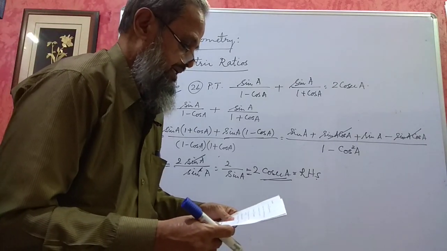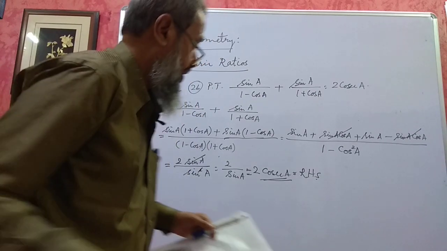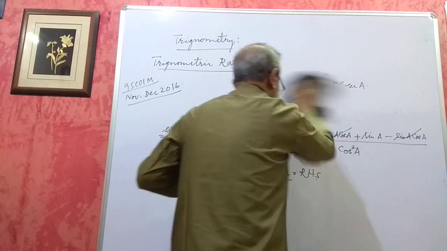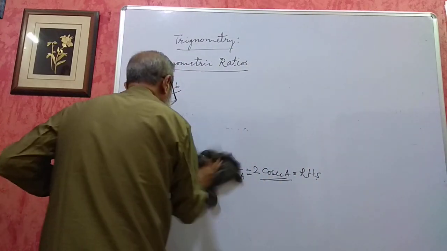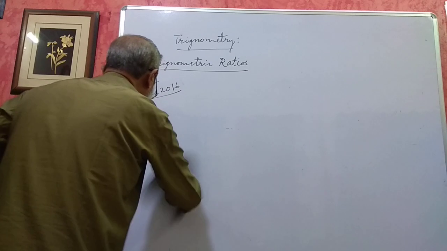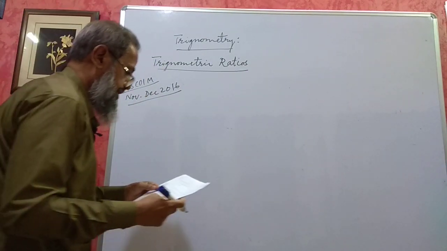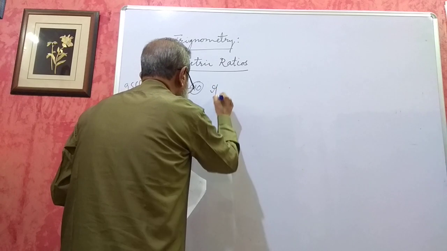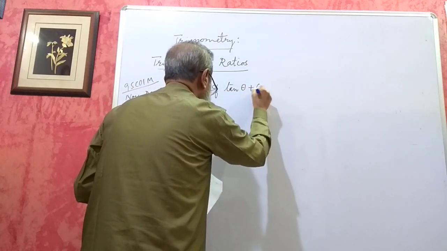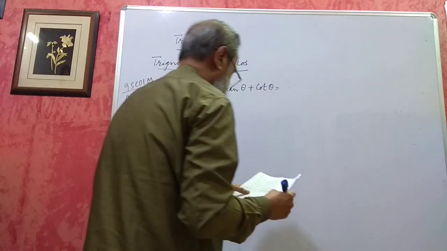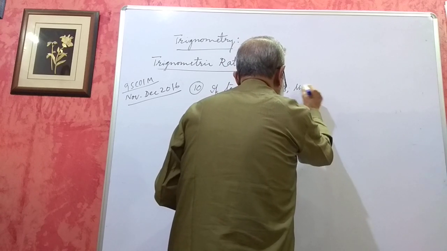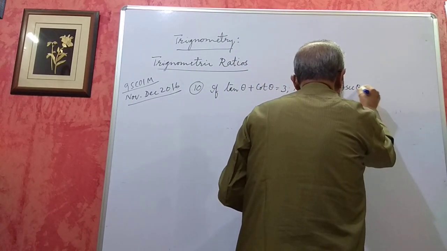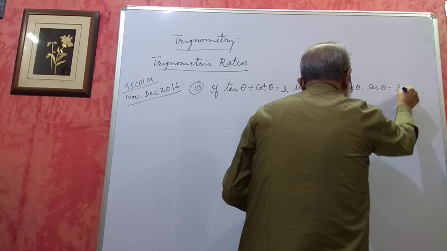There is one more problem here, of 2 marks in the same paper, in section A of the same paper. Problem number 10. If tan theta plus cot theta is equal to 3, then show that cosecant theta into secant theta is also equal to 3.